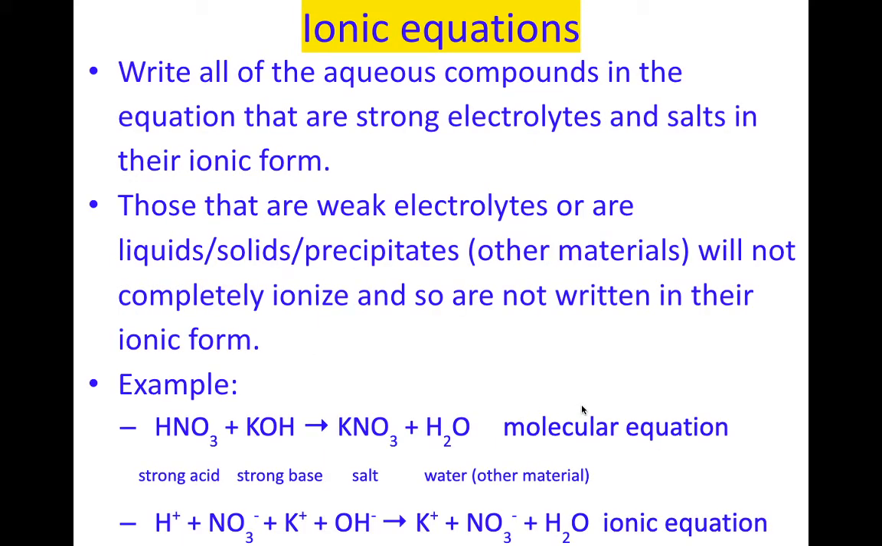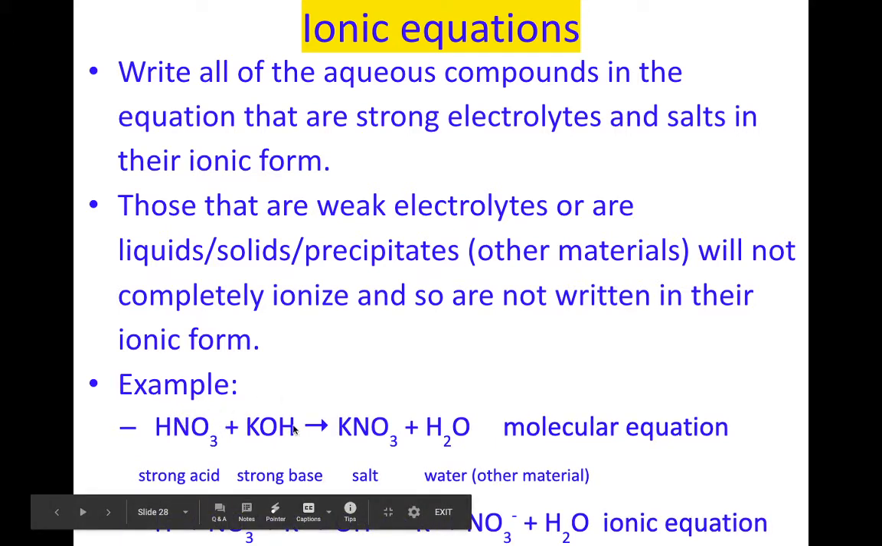Okay, so what we're going to do when we write these ionic equations is we're going to write all of the strong electrolytes as well as the salts in their ionic form. Anything that is a weak electrolyte or is a solid or a liquid or a precipitate, or what we would call an other material, will not completely ionize, and so we would not write it in its ionic form. So in this example, again, we're going to do acid plus base gives us a salt plus water, okay?